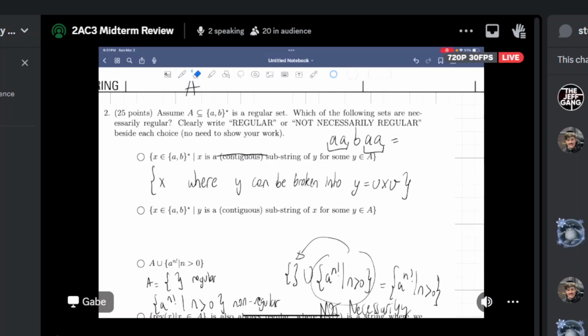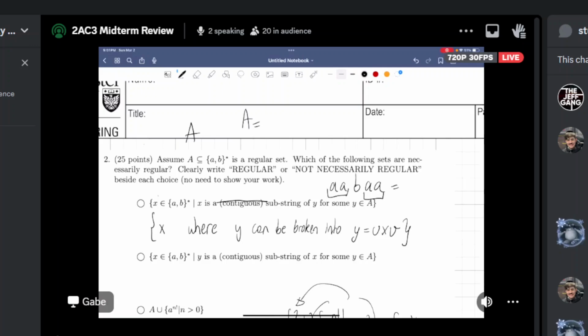But yeah, that's a good explanation. Essentially it's saying, let's say A is some set like A, B, A, B, B, etc. Are all the substrings of all the strings in A a regular set? Can they be represented by some NFA?